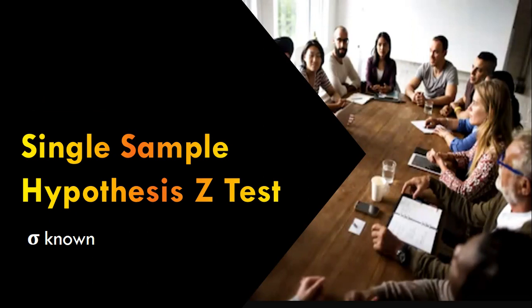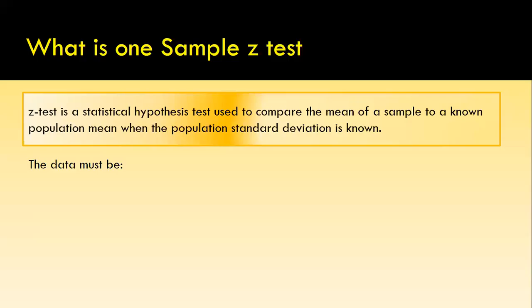Let's assume that in this case we know the population standard deviation. In that kind of situation, obviously we need to conduct the Z test because we know the population standard deviation. We are lucky. So first of all, what is a one sample Z test? Before we conduct the test, let us understand what exactly a one sample Z test is. If you know the population standard deviation, then you can conduct the Z test.